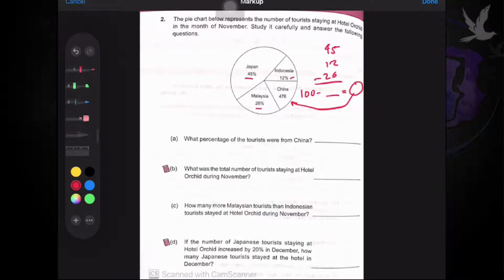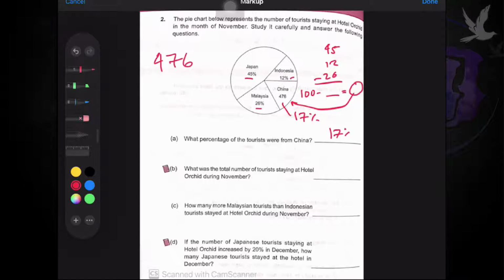For letter B, what was the total number of tourists staying at Hotel Orchid during November? So, dito kasi, you're asked to solve for the total number of tourists representing this pie chart that we have. And the only data that you have here is that for China, no? Kasi you have your actual and you also have your percentage, which is basically in this case, sasabihin ko na lang po sa inyo that the answer here is 17.